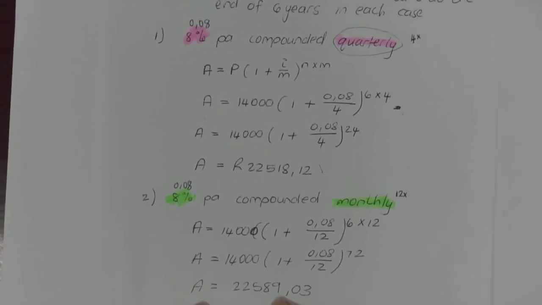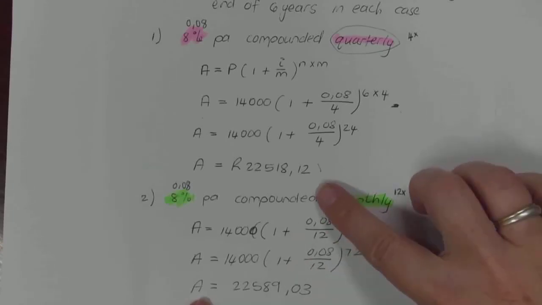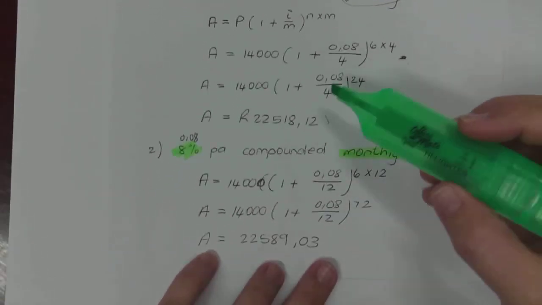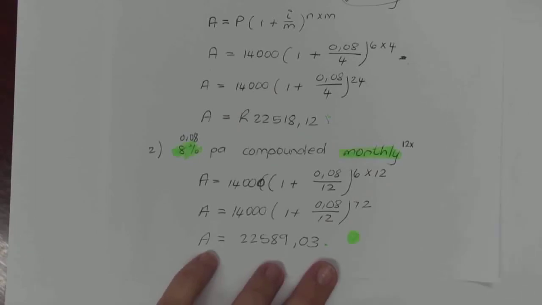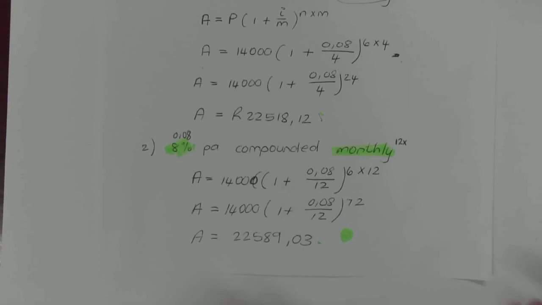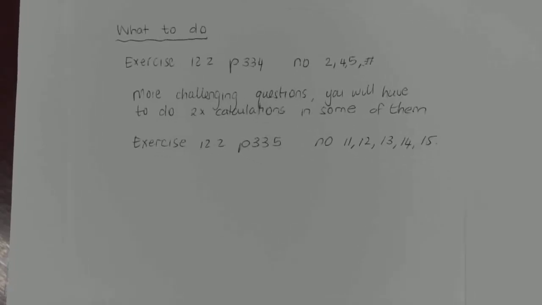Right. Then I can ask you a question saying which investment will be the best, which nominal interest rate is going to be the best. That's where you compare the answers, and looking at these 2 answers, I get what? That monthly will give me the most suitable interest. Right, so we're going to practice this nominal interest rate by doing the following.